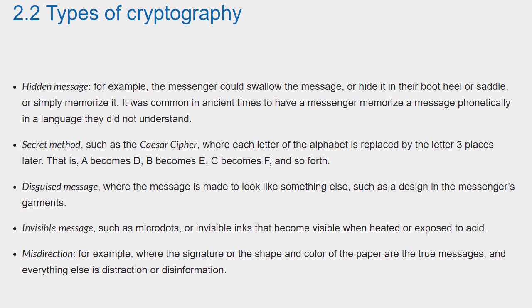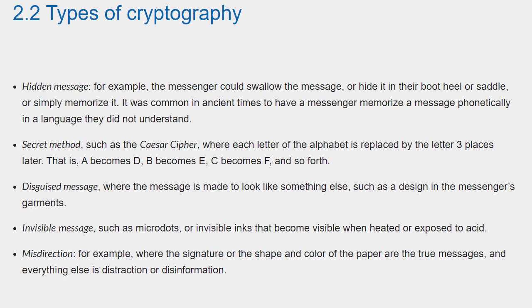Secret method, such as the Caesar cipher, where each letter of the alphabet is replaced by the letter 3 places later. That is, A becomes D, B becomes E, C becomes F, and so forth. Disguised message, where the message is made to look like something else, such as a design in the messenger's garments. Invisible message, such as microdots or invisible inks that become visible when heated or exposed to acid.